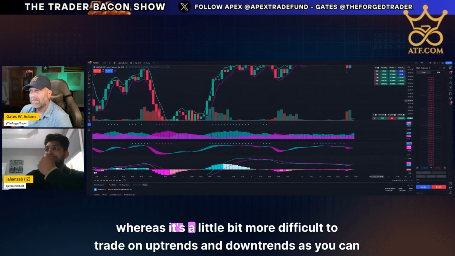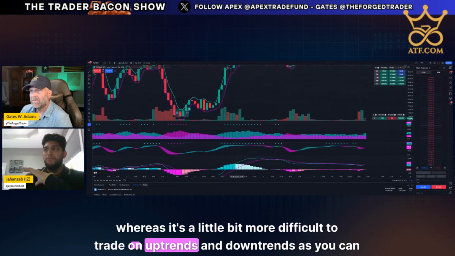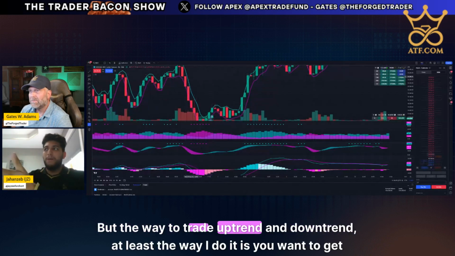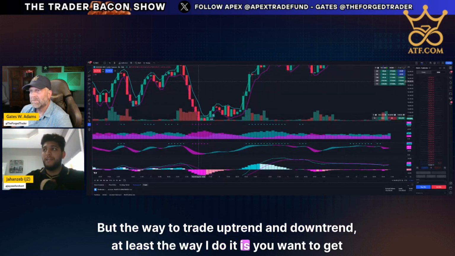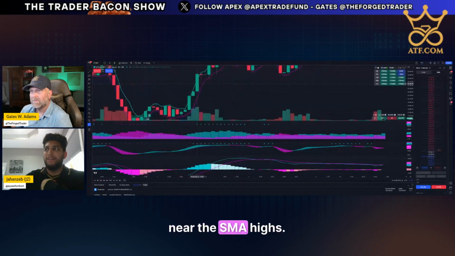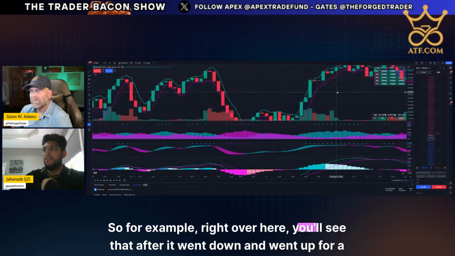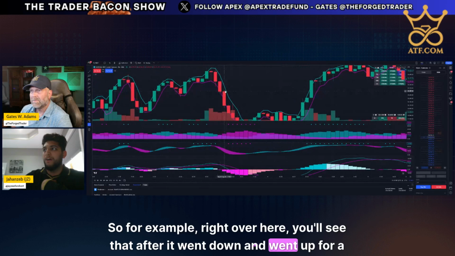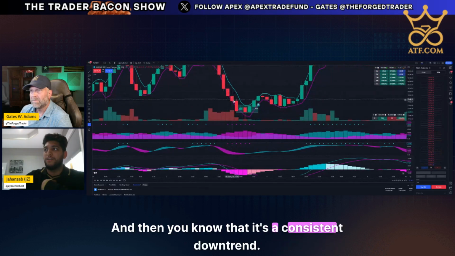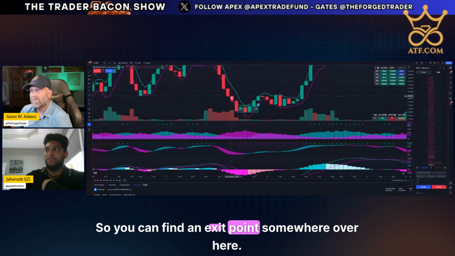Whereas it's a little bit more difficult to trade on uptrends and downtrends, as you can see, because it keeps on gapping down. But the way to trade uptrend and downtrend, at least the way I do it, is you want to get in on a candle that's near the SMA high. So for example, right over here, you'll see that after it went down, it went up for a bit. I got in over here. And then it's a consistent downtrend, so you can find an exit point somewhere over here.